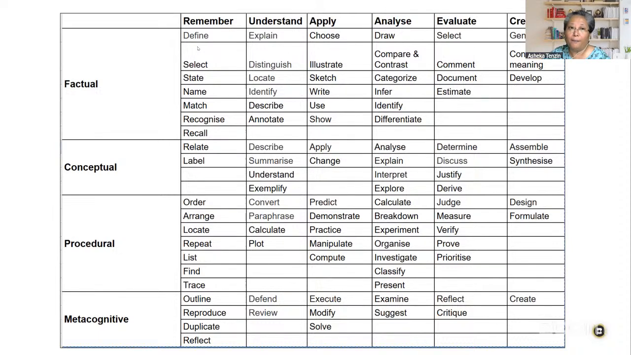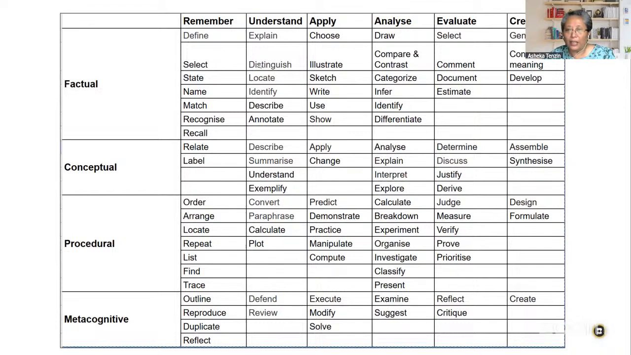So if I have to create a question paper or a task for just the remember level and factual knowledge, then my questions would start with these Bloom verbs: define, select, state, name, match, recognize, recall. This would be for factual, the first level. But if I have to have the highest level of factual knowledge, then I would go to create and I will use these command terms: generate, construct, develop.